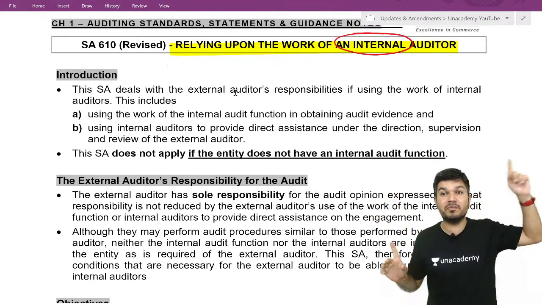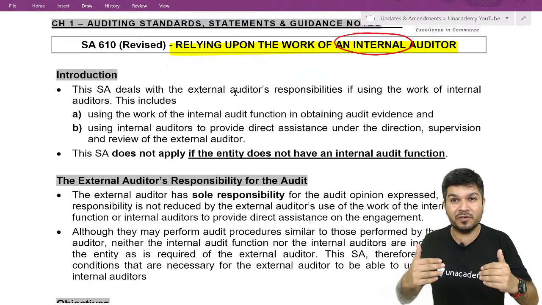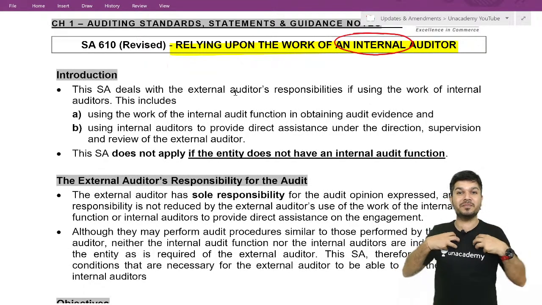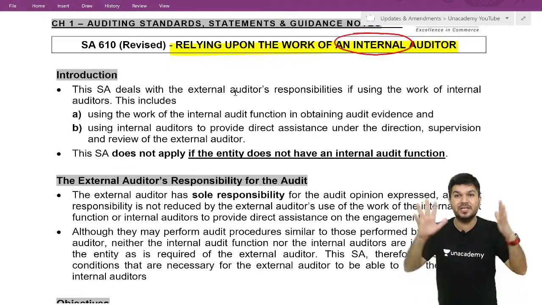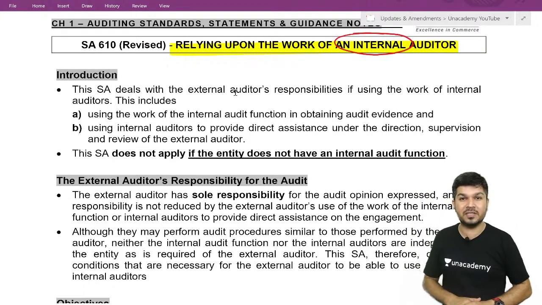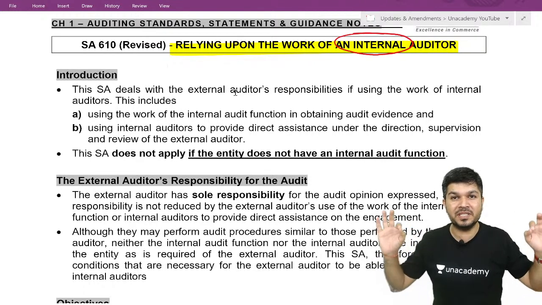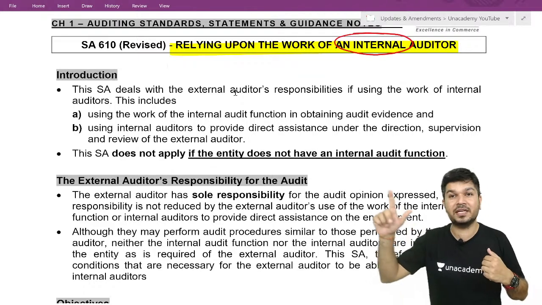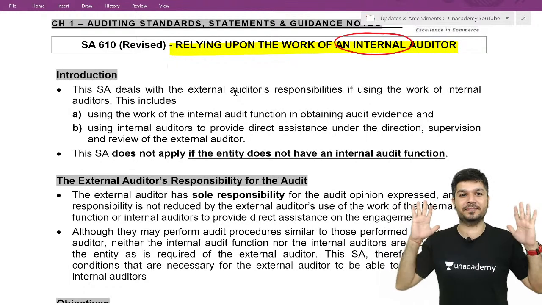Now, just think about branch auditor. When I rely on the work of branch auditor, for the work performed by branch auditor, I am not responsible. But over here, if I rely on internal auditor, I have to rely at my own risk. The sole responsibility of audit is on me only. Later, I cannot say I relied on him. If you want to rely, you rely, but that's at your own risk.